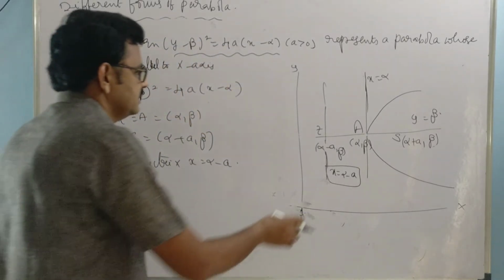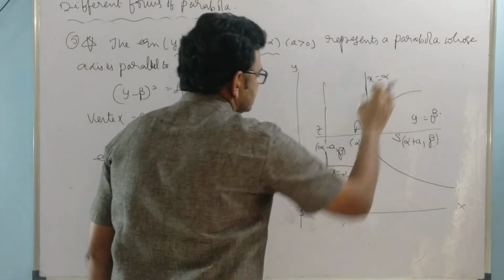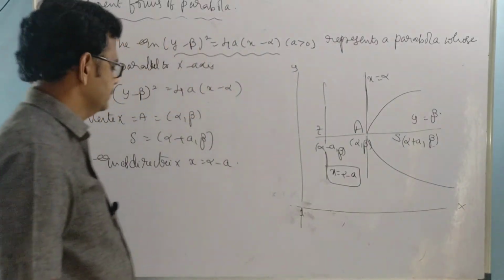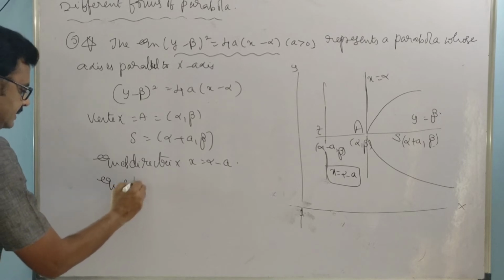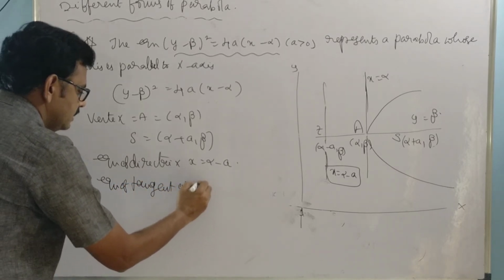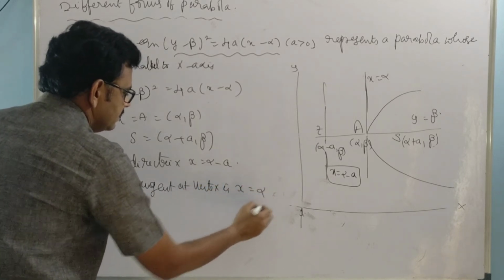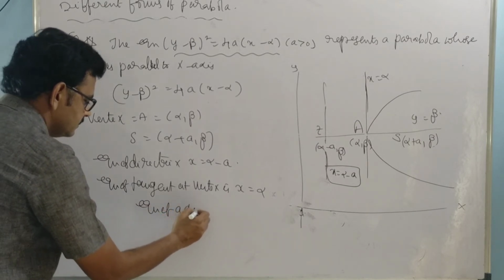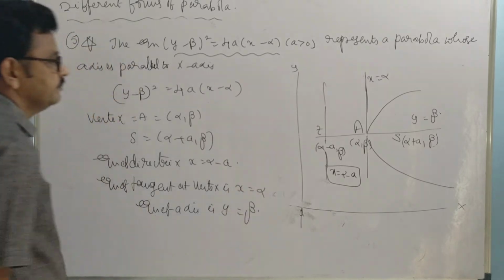Equation of directrix is x equal to alpha minus A. Equation of tangent at vertex, x equal to alpha. This is the axis of parabola, y equal to beta. So equation of tangent at vertex is x is equal to alpha. So equation of axis is y is equal to beta.